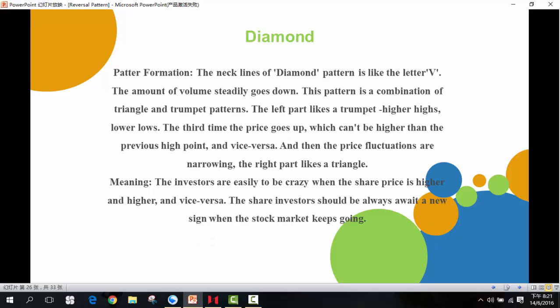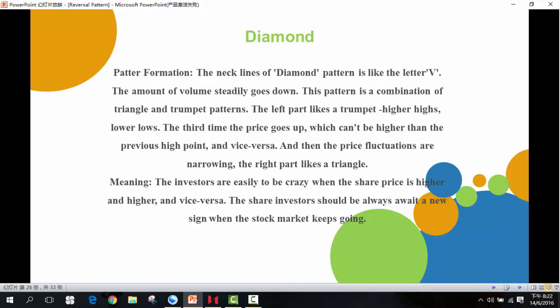The diamond pattern formation: the neckline of the diamond pattern is like the letter V. The volume steadily goes down. The pattern is a combination of triangle and jumped patterns. The left part is like jumped higher highs and lower lows. The third type, the price goes up but cannot be higher than the previous high point, and vice versa, and then the price fluctuations are narrowing. The right part looks like a triangle.